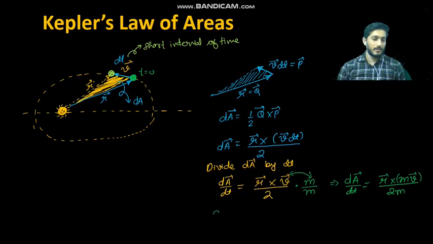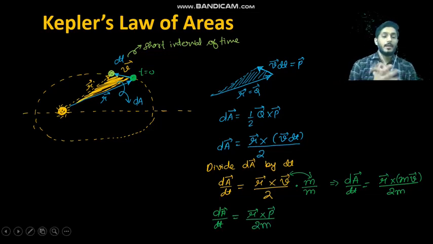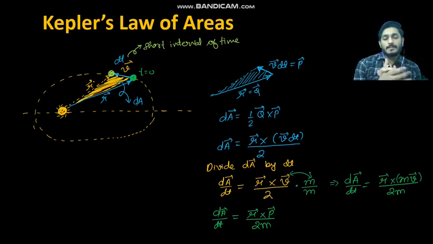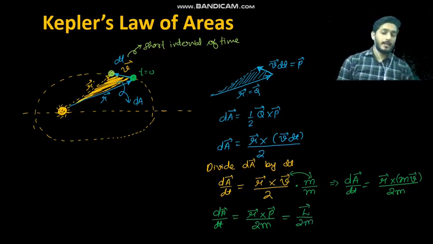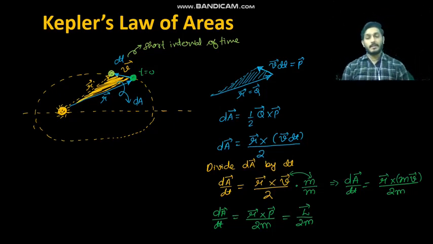So far so good. dA by dt can be written as r cross m times v, which is linear momentum, so it is r cross p divided by 2m. If I ask you, what is this r cross p? We can simply say it is nothing but the angular momentum. So this dA vector by dt becomes L vector upon 2m. This is the relation between angular momentum and dA by dt.